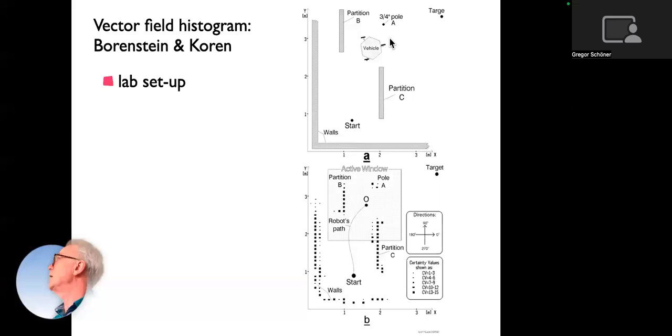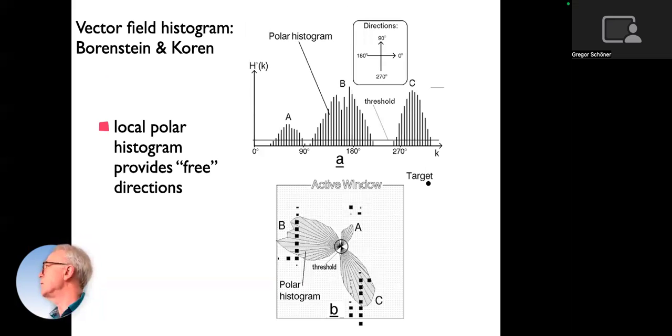This is an example in their lab. They had this vehicle with sonars and had some obstacle. Here's the target, some obstacles, and so on. And this is what the histogram looks like after some time. You have entries at the walls, it sort of represents the world by these measures, and it was able to move around. I think this is from the same environment, and it would be able to move to the target.